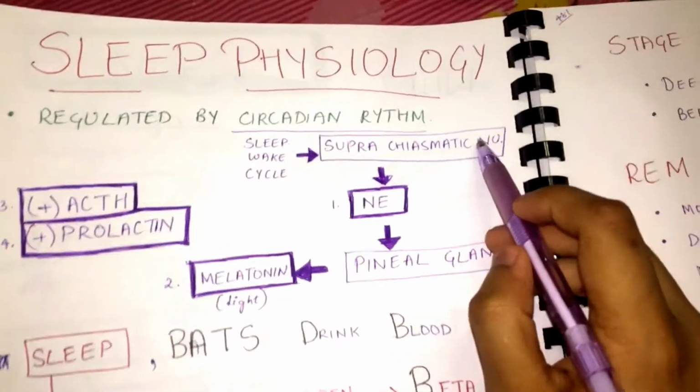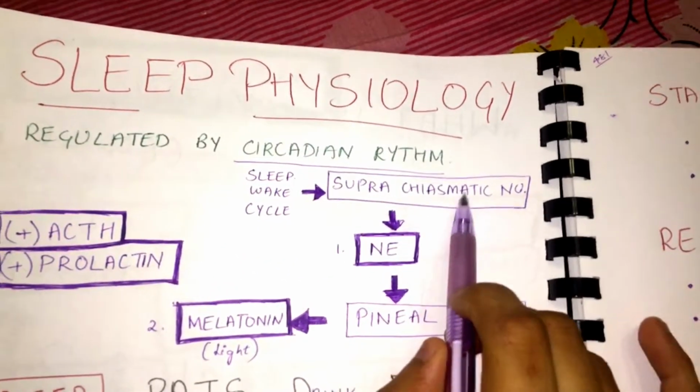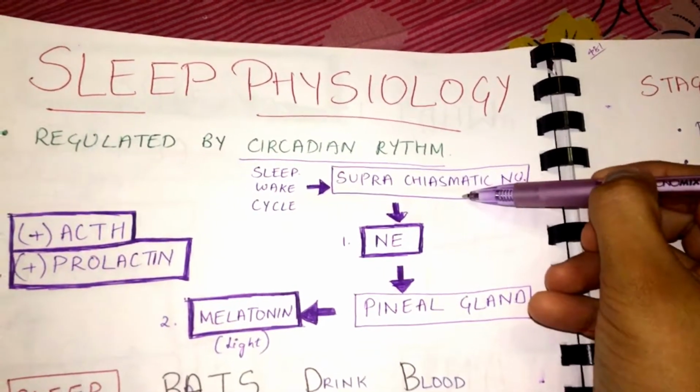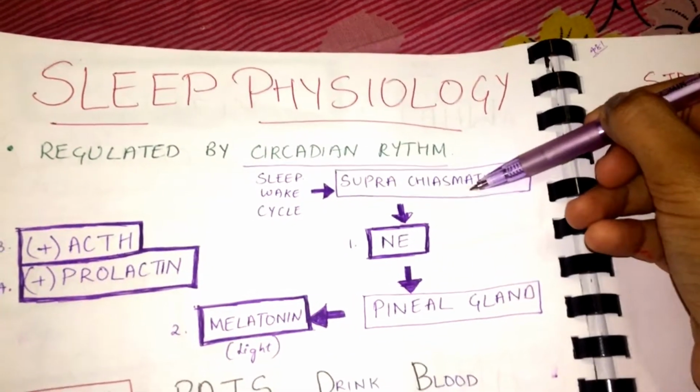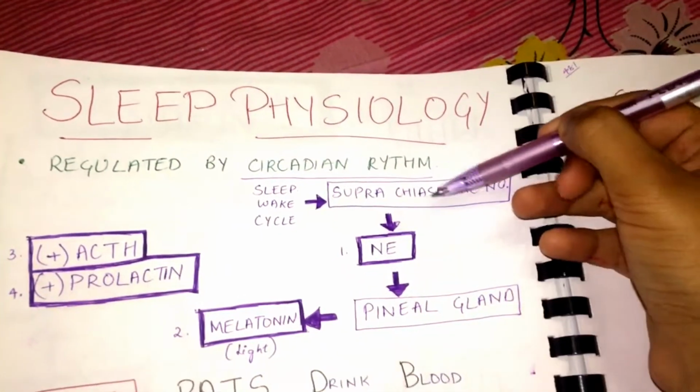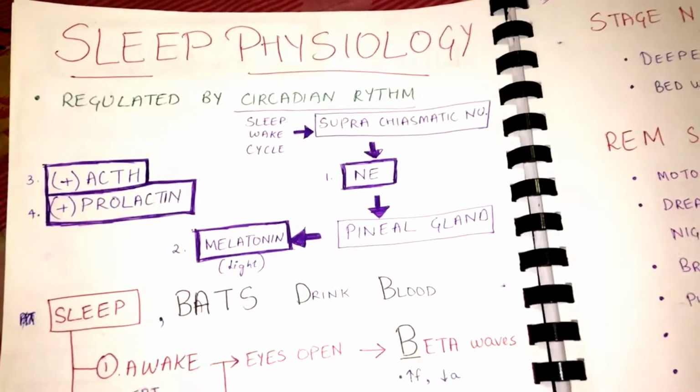The suprachiasmatic nucleus is located in the hypothalamus, and its main function is to regulate the circadian rhythm. To know more about the suprachiasmatic nucleus, please watch my other video all about hypothalamus. I'll leave the link in the description box.